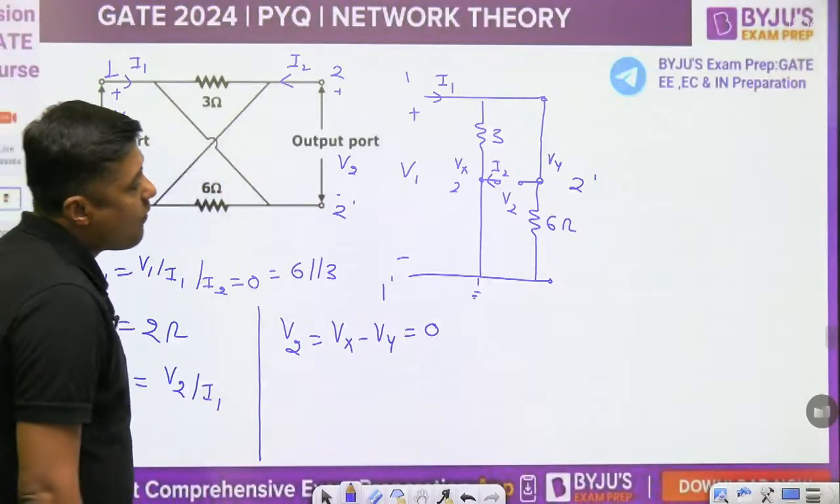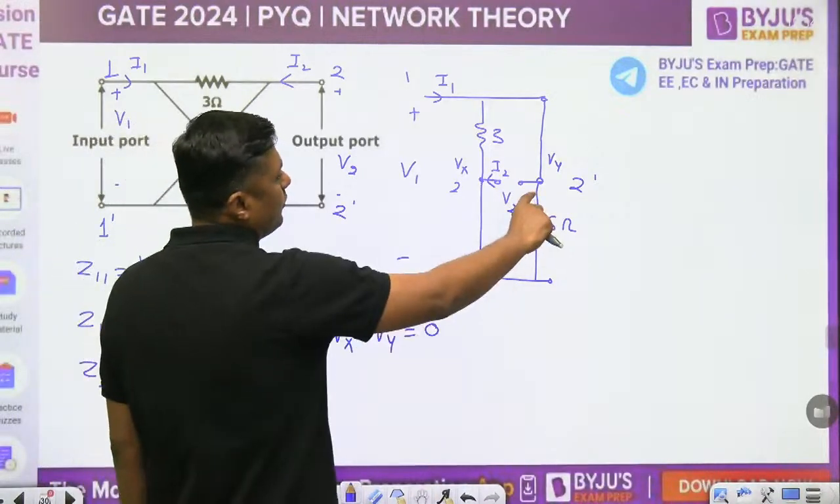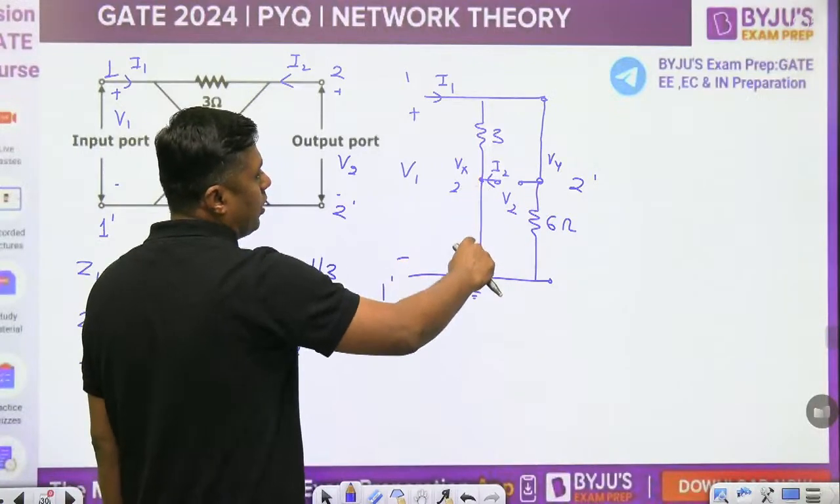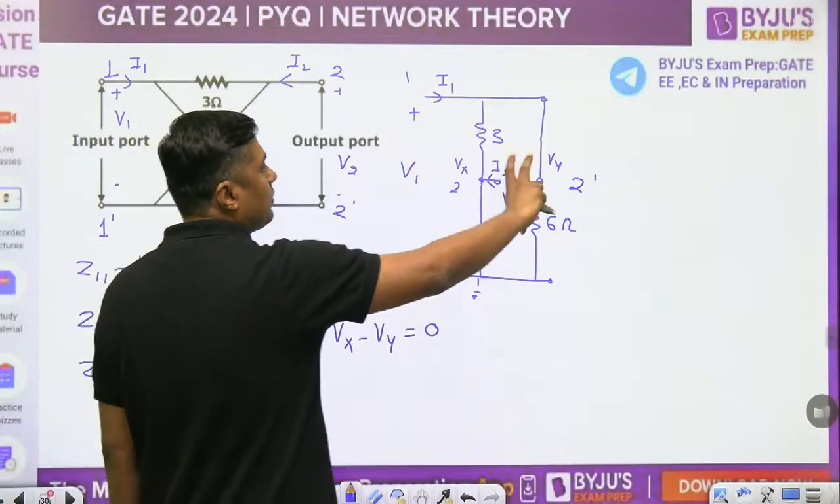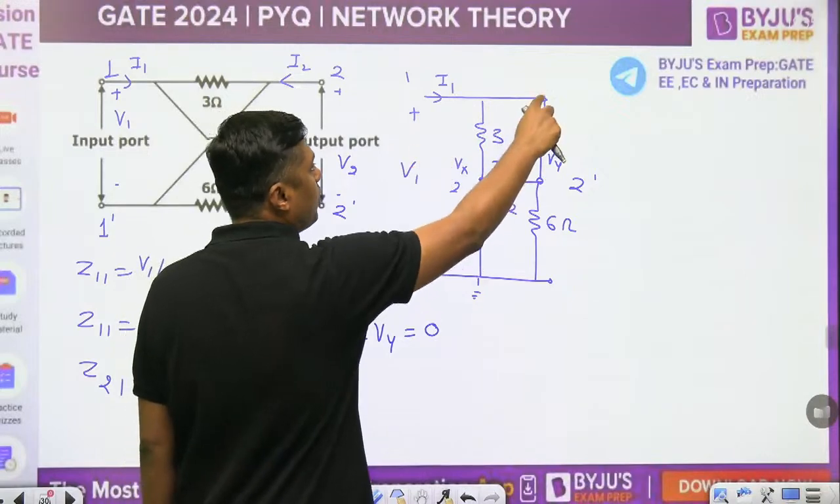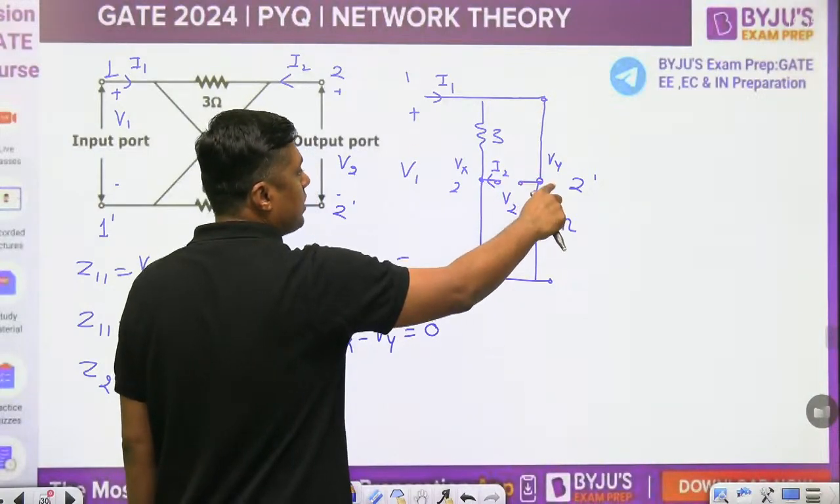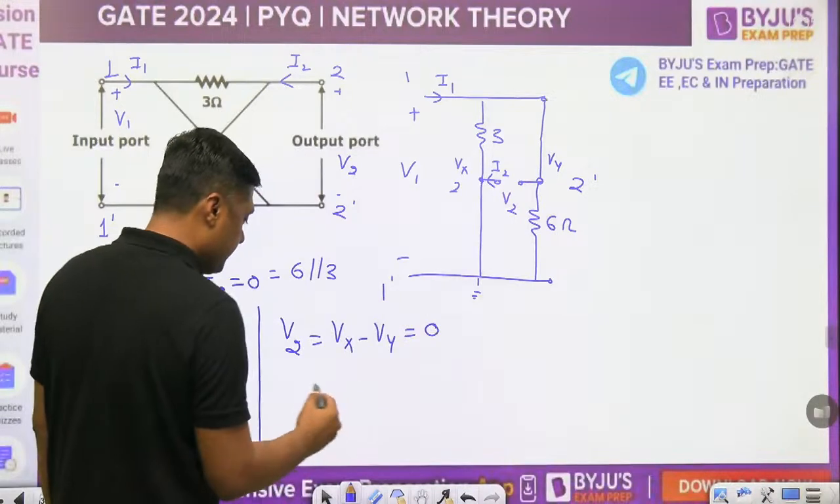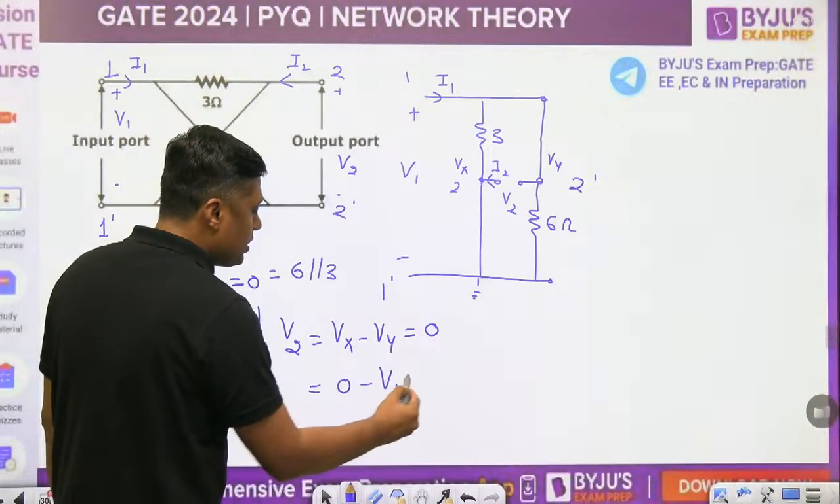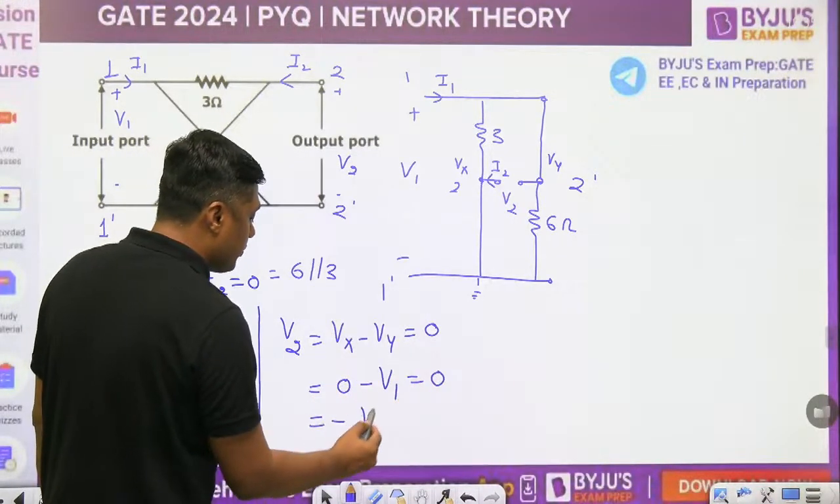And now what is the V2? Because it is connected to ground, V2 is nothing but V1. Why? Because this is parallel, so from this point to this point, short circuit. So what is the Vy? Vy is nothing but V1. It is 0 minus V1, so that is nothing but minus V1.